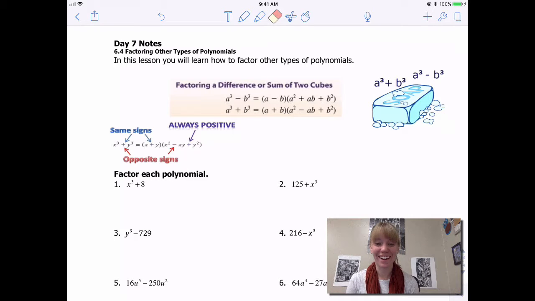Hi, it's Mrs. Marquette. Today we're going to talk about the last two types of factoring in the factoring chapter. Get excited. And the first one is going to be factoring a sum or difference of two cubes.